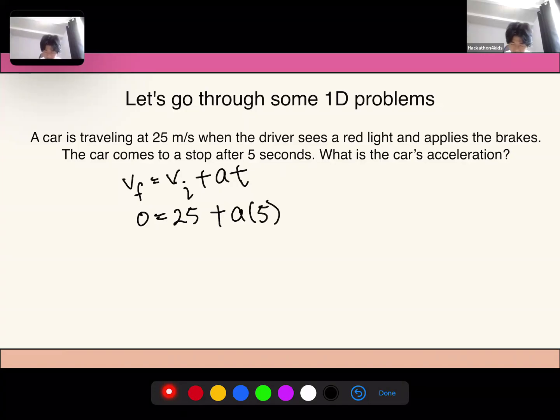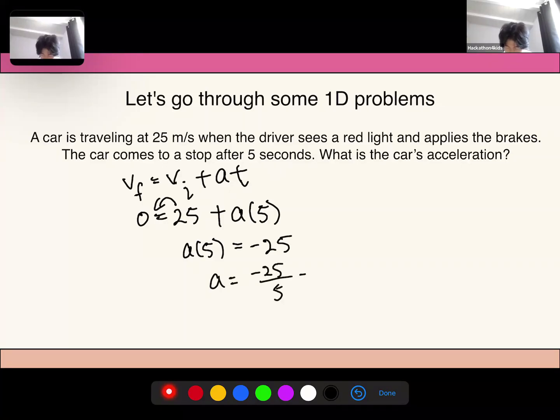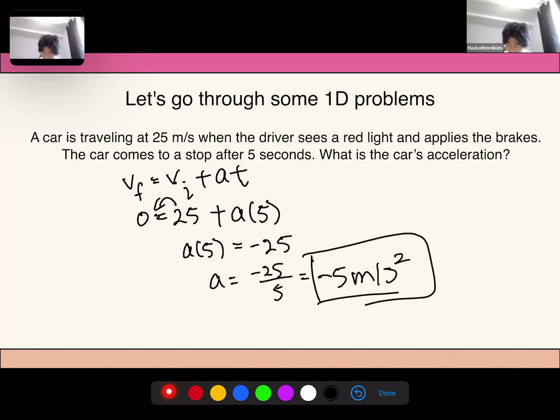Okay, so let's just solve for A then. So A times 5, let's move the 25 over to the other side. So it would be A times 5 equals -25. And then you divide both sides by 5, right? So it would be -25 over 5, which is -5 meters per second squared, right? So that would be the answer. It's negative because you're slowing down. You're not speeding up, right? You're slowing down.